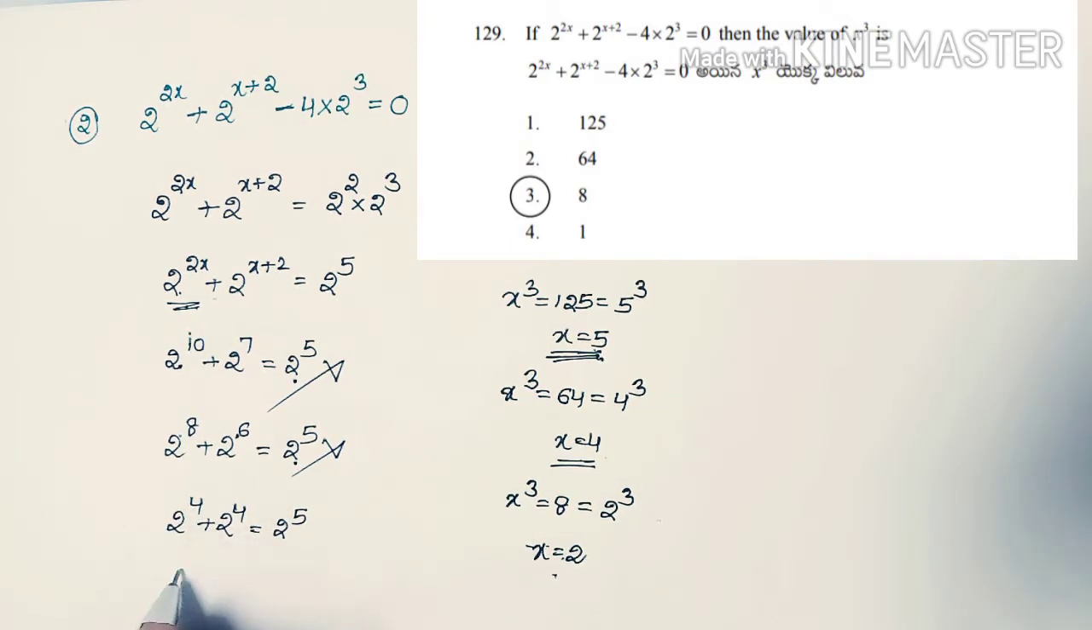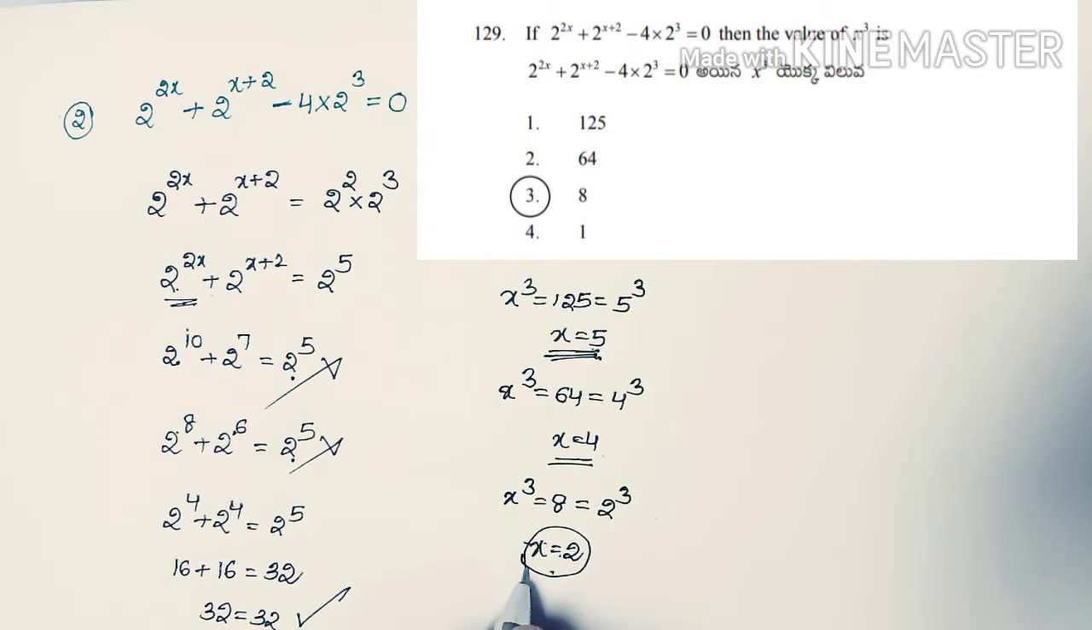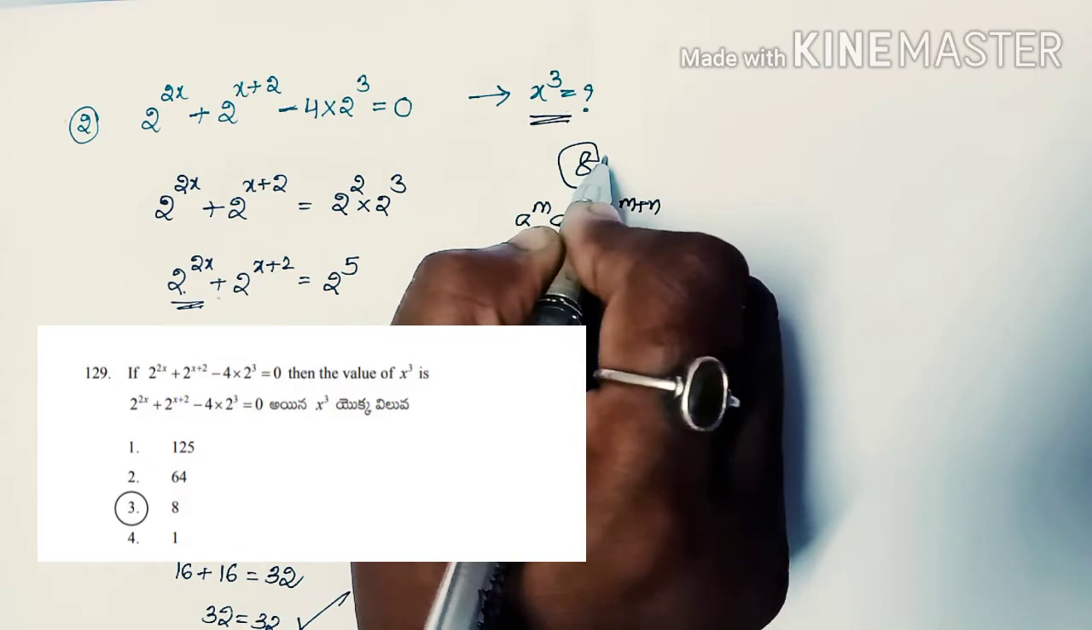Now 2 power 4 value is equal to 16 plus 2 power 4 value is equal to 16. 2 power 5 value is equal to 32, that is 32 equals 32. Therefore, x is equal to 2 is the correct answer. So, x is equal to 2, then the value of x cube is equal to 8. That is the third option.